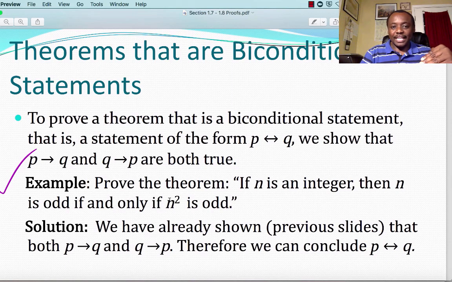We prove that n squared is odd. That will be direct proof. The reverse direction would be if n squared is odd, then n is odd. And we prove that using an indirect proof. You could use either contraposition or contradiction.